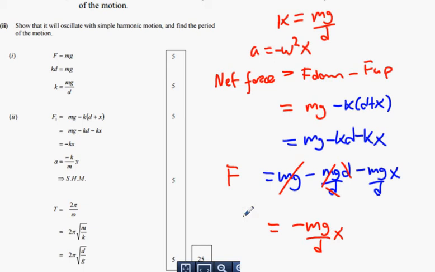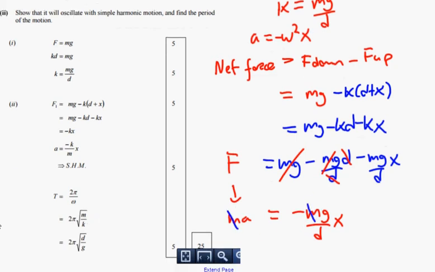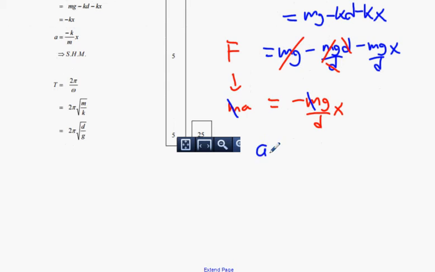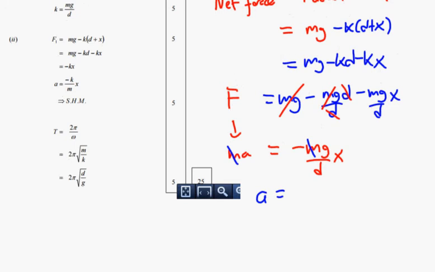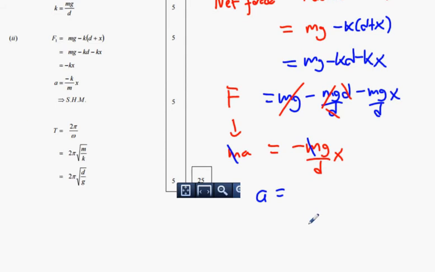Now, you've got to remember, we're trying to prove acceleration equals minus omega squared x. So force equals mass times acceleration. Now the masses will cancel, and what we're going to get is a equals, I suppose I changed it to, minus g over d. That'll work as well. I have a slightly different answer to the book, but it should be okay. Yeah, it's the same thing. So minus g over d times x.